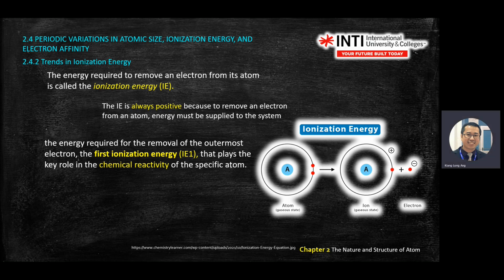Positive charge, we call it cation. Negative charge, we call it anion, not anode or cathode. Okay, later we deal with this one.